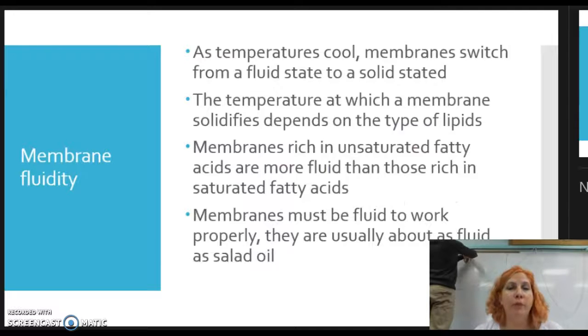So, membrane fluidity. As temperatures cool, membranes switch from a fluid state to a solid state. So this is important to remember. Your normal membrane, the membrane that's in your cells, is actually a fluid. It's a liquid that is very thinly enclosing your cell. The temperature at which a membrane solidifies depends on the type of lipids. Membranes that are rich in unsaturated fatty acids are more fluid than those rich in saturated fatty acids, as shown in the diagram that we saw. But membranes must be fluid to work properly. They are usually about as fluid as salad oil.